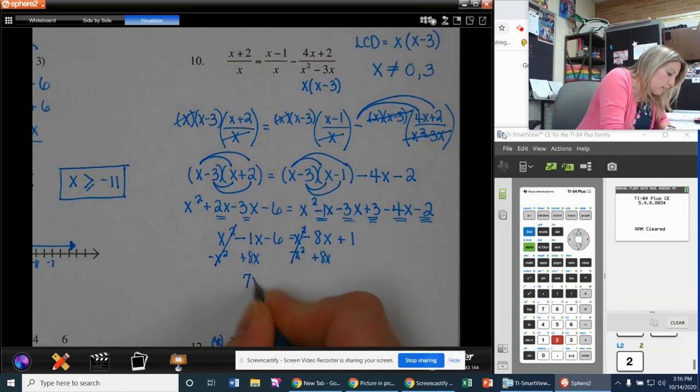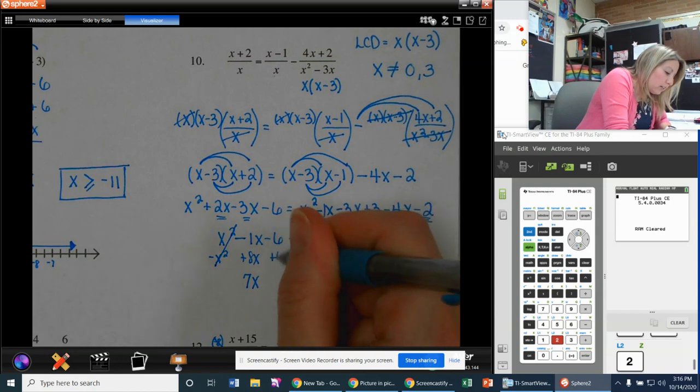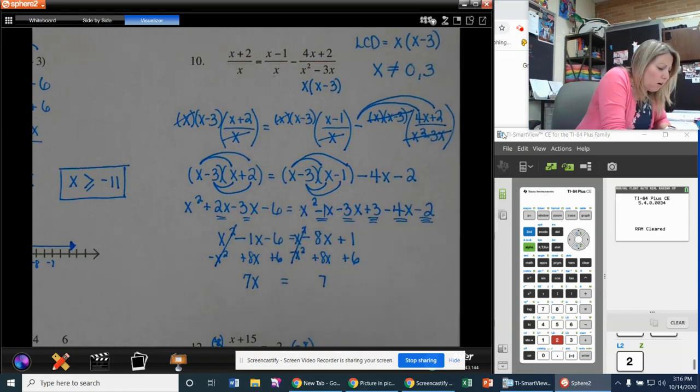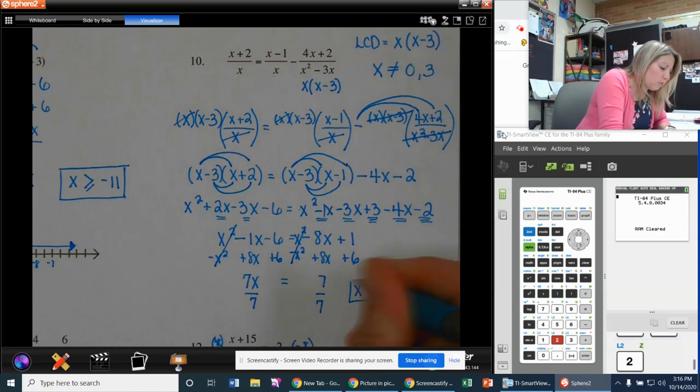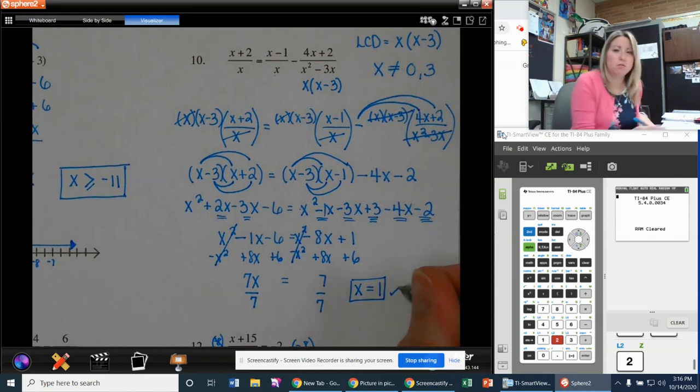So let's actually just add 8x here. And I get 7x. And let's add 6 here. And I get 7. Oh, nice and easy. What wasn't x allowed to be again? 0 or 1, or excuse me, 0 or 3? Good. We're good. Passes.